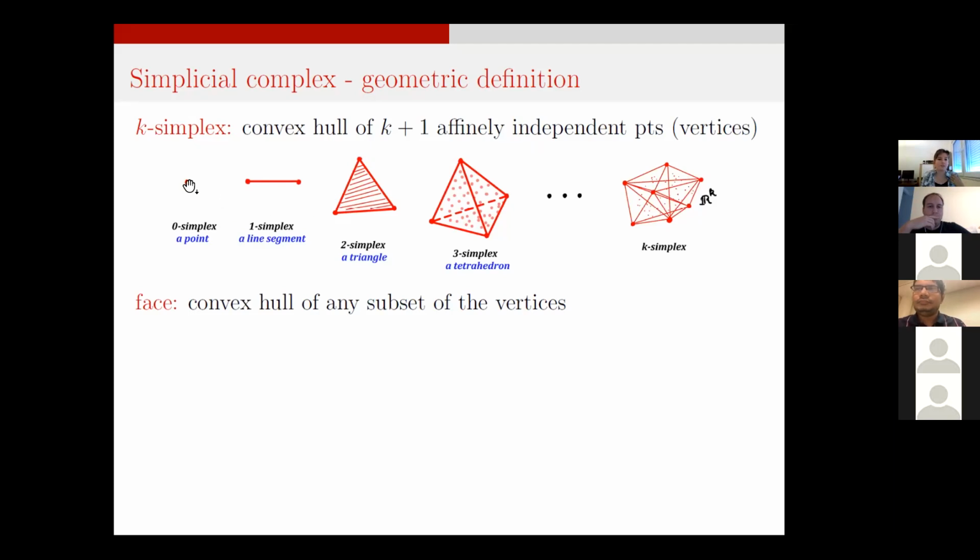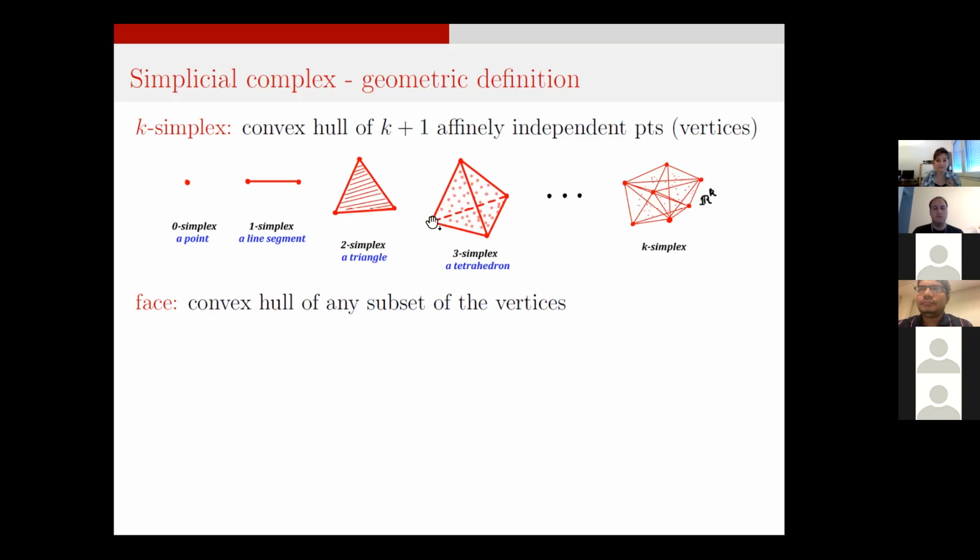When we have just one point, that's a 0 simplex. When we have 2 points and take the convex hull, it's a line segment, a 1 simplex, and so on. A 2 simplex is a triangle, a 3 simplex is a tetrahedron, and so on. We have a K simplex, and it lives in R to the K at least. And whenever we take the convex hull of a smaller subset, we say that it's a face of our simplex.